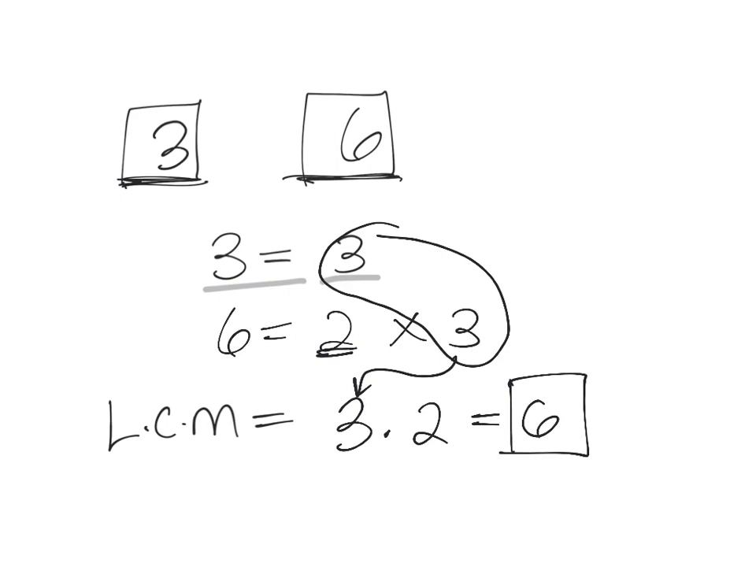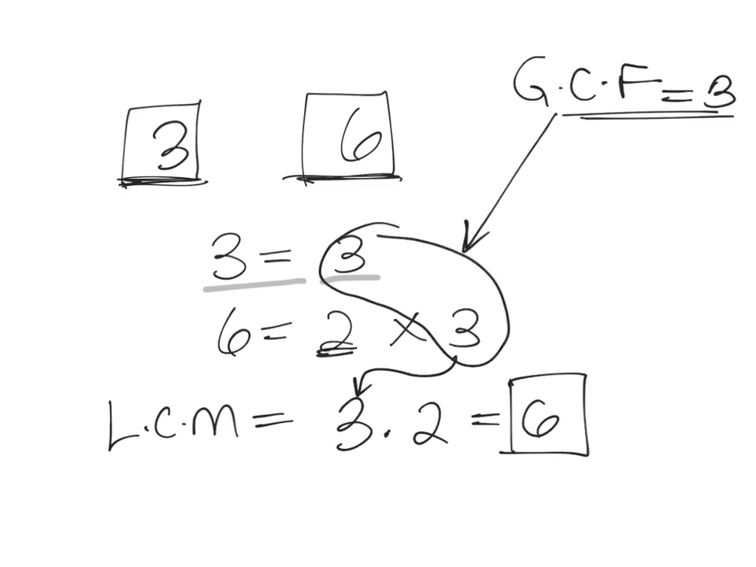Again, there's more examples we can look at, but I just wanted to show you the connection between prime factorization and LCM. Now, what if somebody says, what is the GCF of 3 and 6? Well, you would still use the same approach, but the thing they both shared, which is the 3, is actually their GCF. So 3 is the GCF, while 6 is the LCM.